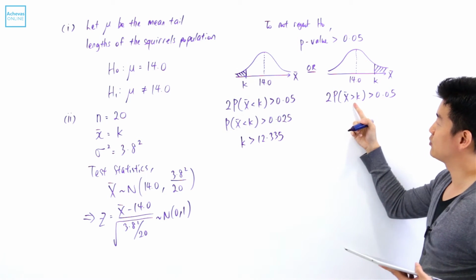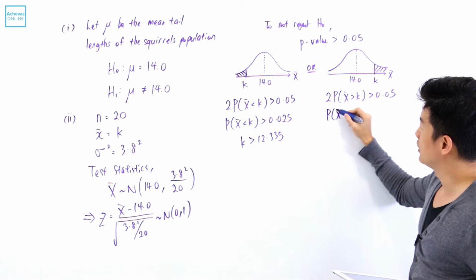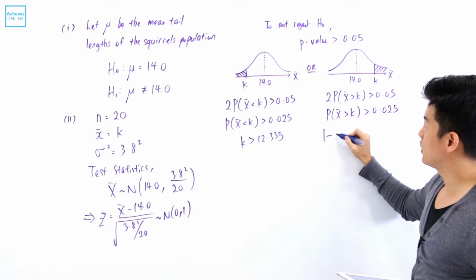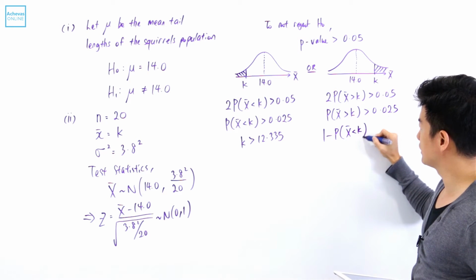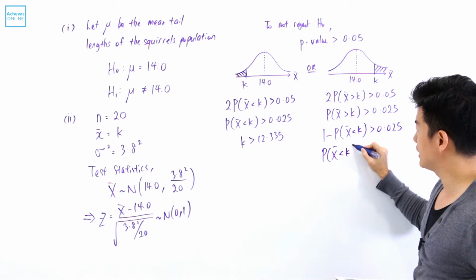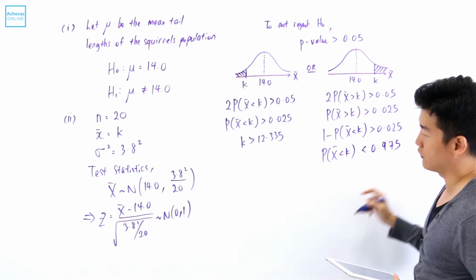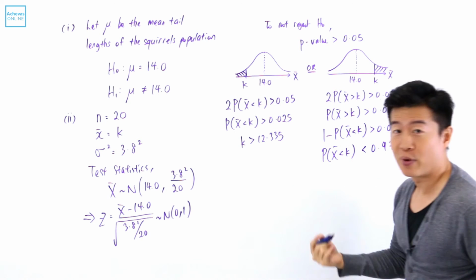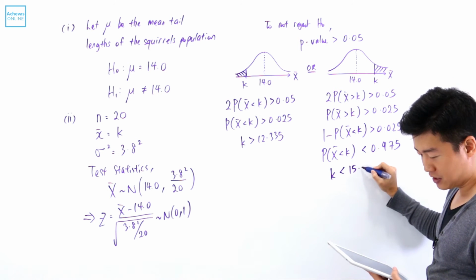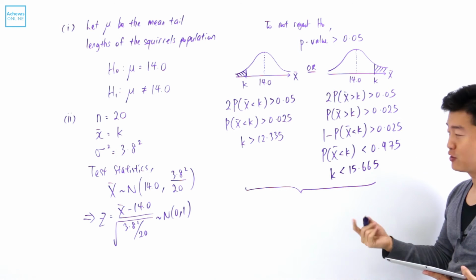Okay, as for this, we need to make some changes. I need to make sure that the inequality sign here is less than before I can press for inverse norm. So this is, the probability that x bar is bigger than k is bigger than 0.025. That means 1 minus the probability that x bar is less than k is bigger than 0.025. So the probability that x bar is less than k is going to be less than 0.975. Again, making use of this distribution, pressing for inverse norm on my graphing calculator, I'll get k to be less than 15.665. So combining these two together is going to give me the range of values for x bar.